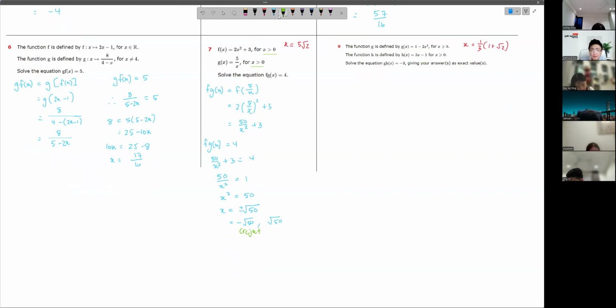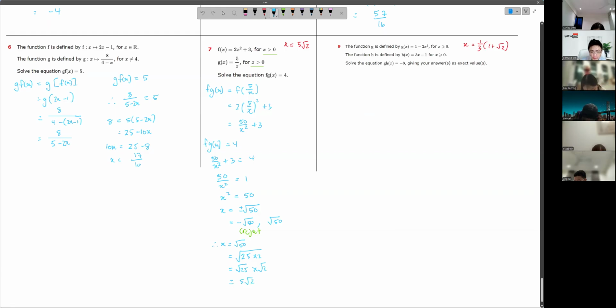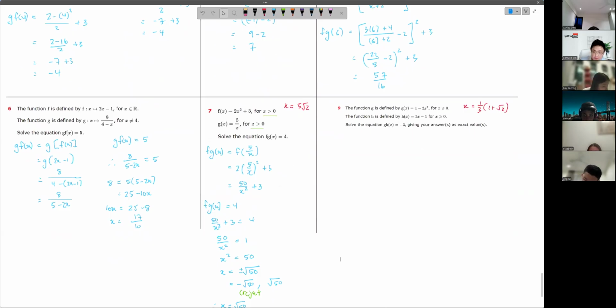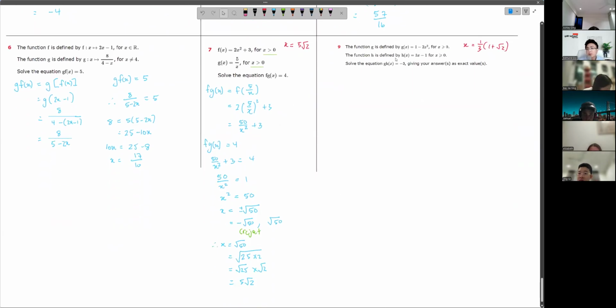So therefore, x is only square root of 50. Square root of 50 is the same as 5 square root 2. How they obtain it is you take 50 as 25 times 2, square root. Then this will be square root 25 times square root 2, which is 5 square root 2. If you have the white calculator, it will straight away give you this. If not, this is how you actually obtain it. Okay. So question 9.